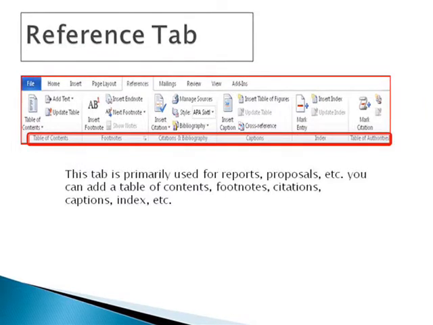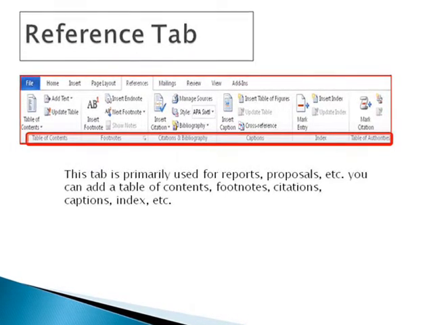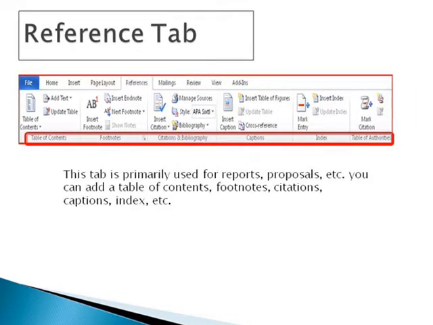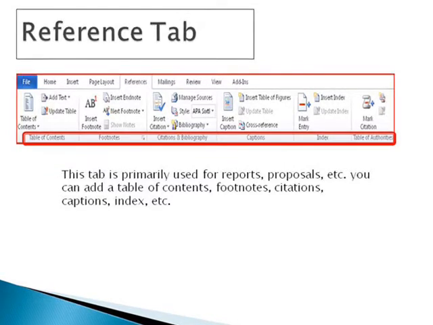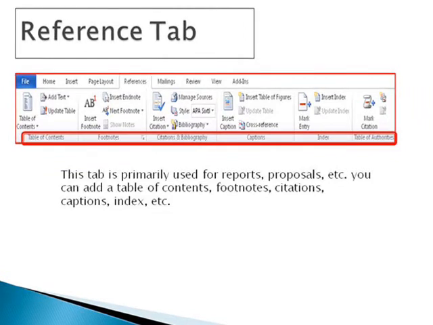Now our next section will be the reference tab, and your reference tab is used if you're working on a paper. Let's say you're putting together a term paper, or perhaps a proposal or even a business plan in which you may need a table of contents. You can create a table of contents very easily under your reference tab.